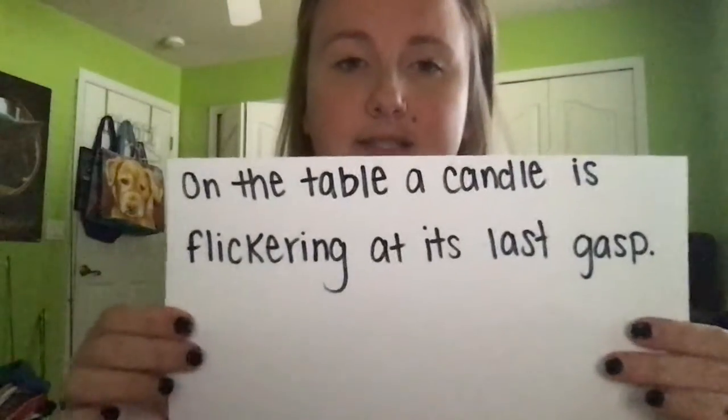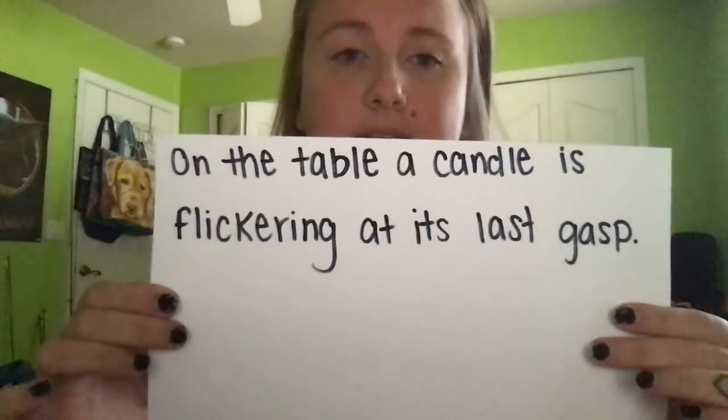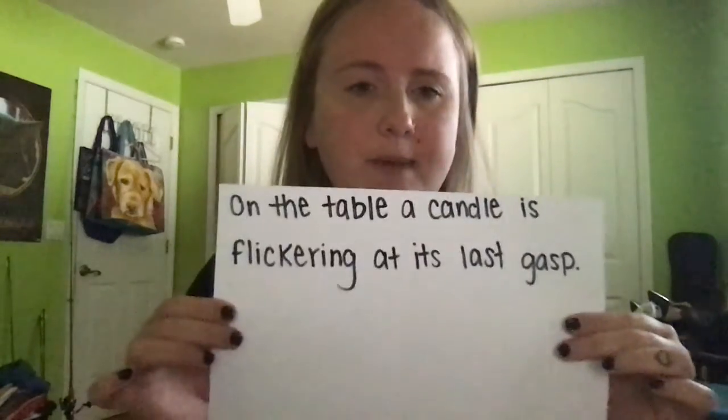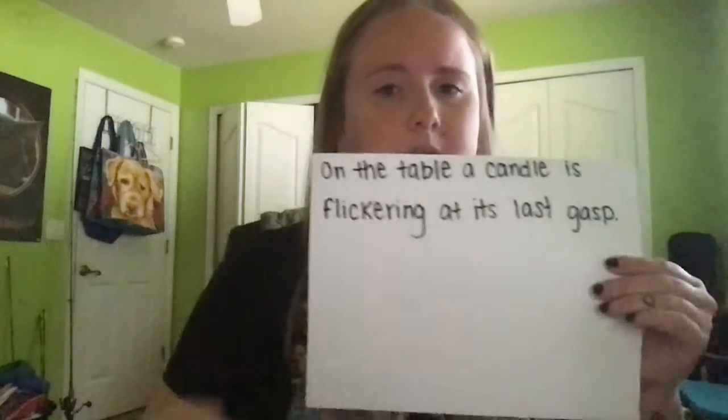So, the first one I'm going to show you is going to be for the upper grade levels. For 5th grade, they were reading a book, and this is the sentence that they chose that did not make sense: "On the table, a candle is flickering at its last gasp." They looked at it and they were really confused by it. So what I'm going to do is cut this up into sections. So "on the table" goes together, so I'm keeping those together.